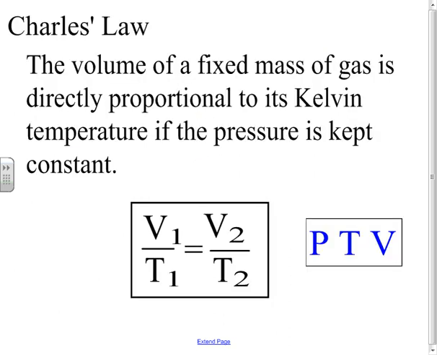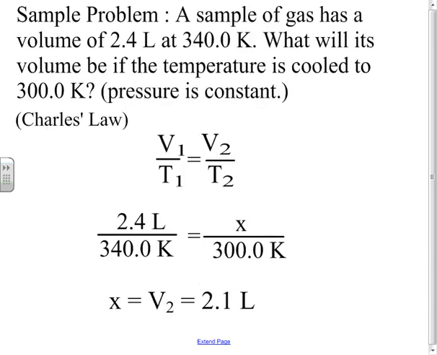Charles's law says the volume of a fixed mass of gas, indicating again N is constant and pressure is constant. So again, this is going to describe the relationship between volume and temperature. The constants, the N and P, do not show up in the equation. And so being a direct relationship, V1 is to T1 as V2 is to T2. Again, pressure being held constant. If one goes up, the other must also go up.